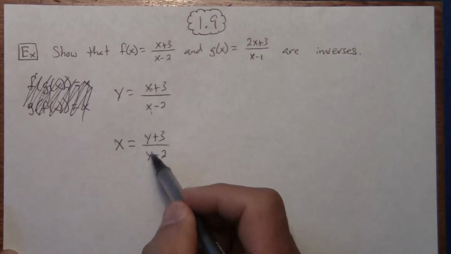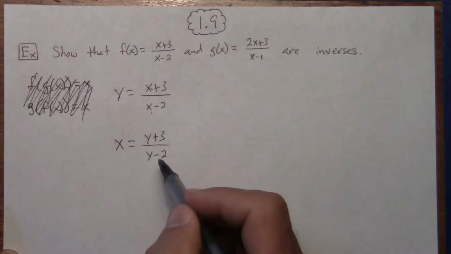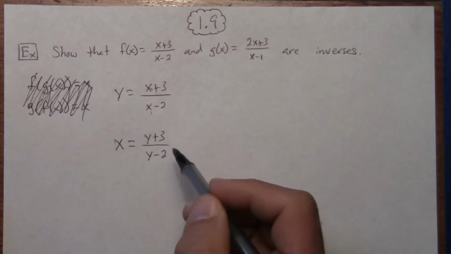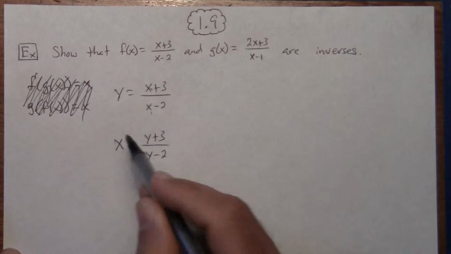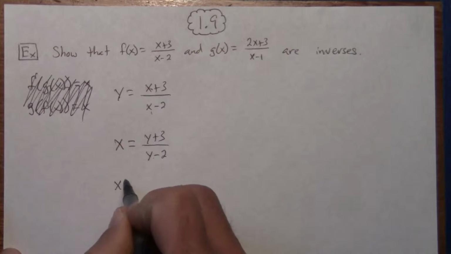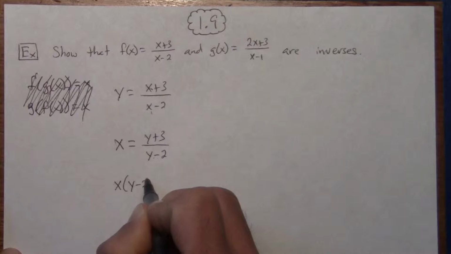Solving for y, and I have more than one of them, and I notice one of them is in the denominator. Typically when you're solving for something that's in the denominator, it's a good idea to cross multiply. So I'm going to multiply both sides by y minus 2.